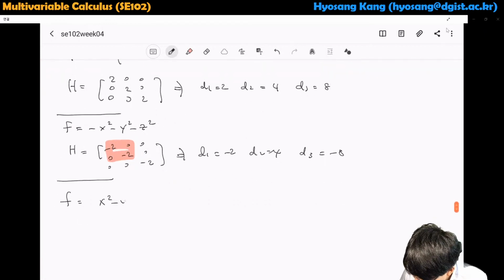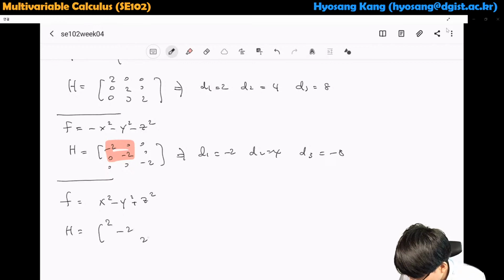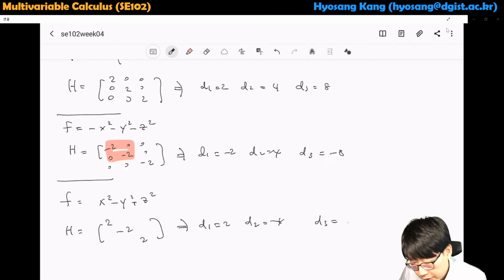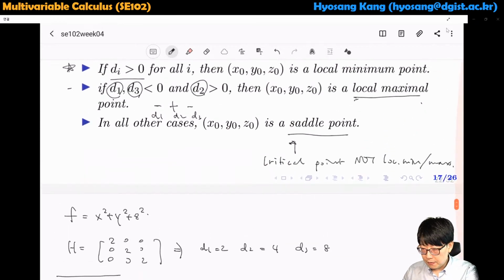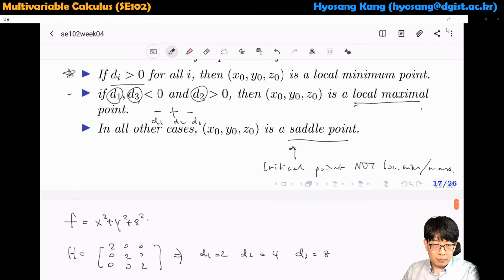So what if we have a function like x squared minus y squared plus z squared? What's the Hessian? So we have 2, minus 2, 2. Then d1 is 2, d2 is minus 4. What about d3? It's still minus 8. So the sign doesn't alternate, and it's not all positive. In that case, that's case 3. This is called a saddle point.